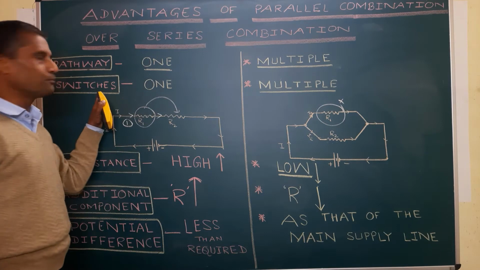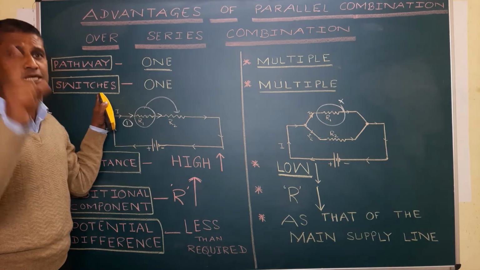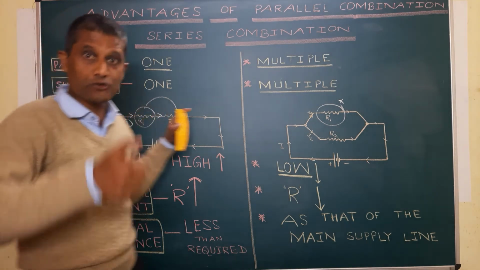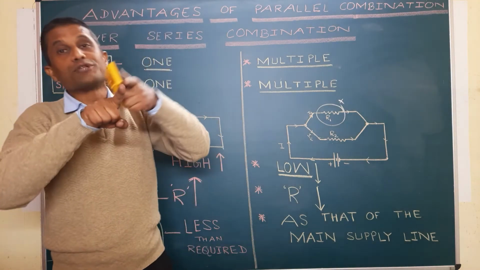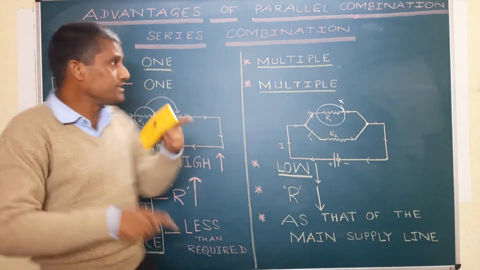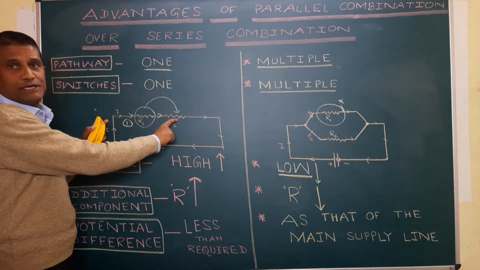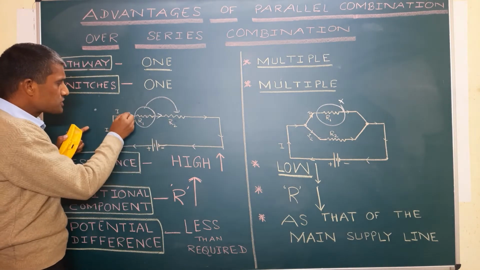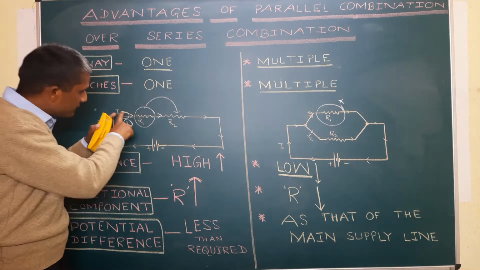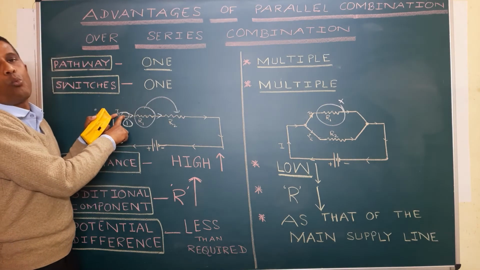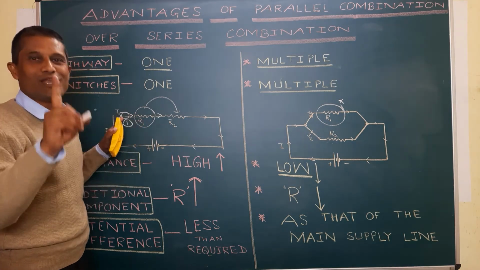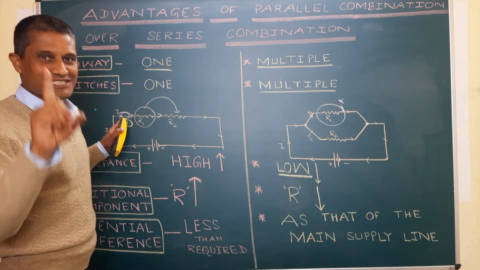Come to the number 2 point, that is switches. Remember, switches are always put on the live wire through which current flows, because you are going to switch on and off and current flows through the live wire. It means every switch is going to be put on the live wire. When current has got only one pathway to flow through, the switch is going to be put on that very live wire, since it has got only one wire for the current to flow through. It means there is only one switch available in series combination.